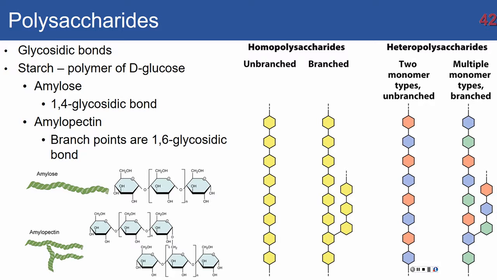We have starches, which is a polymer of D-glucose. So here's unbranched and branched, just like we saw yesterday. And then you can have heteropolysaccharides, meaning that you have two different types, or you can have multiple monomer types. And so in starch, we see amylose and amylopectin, and we'll talk a lot about the difference between those two.